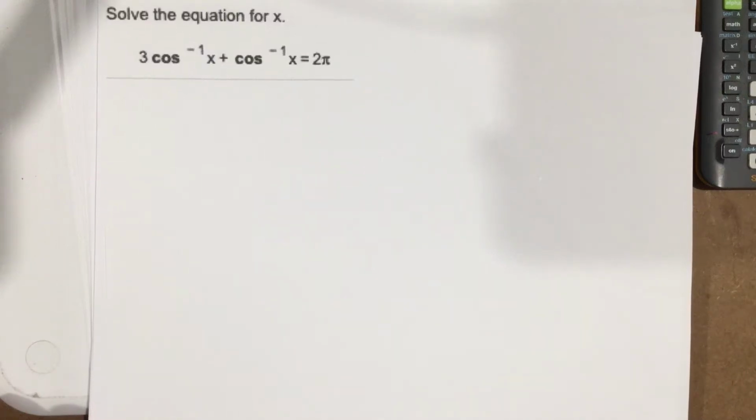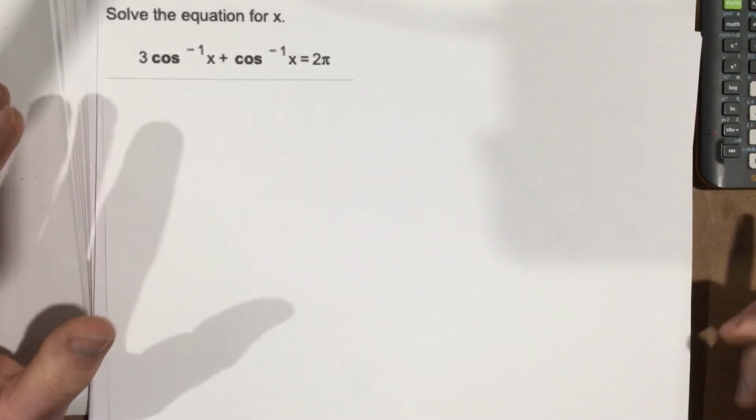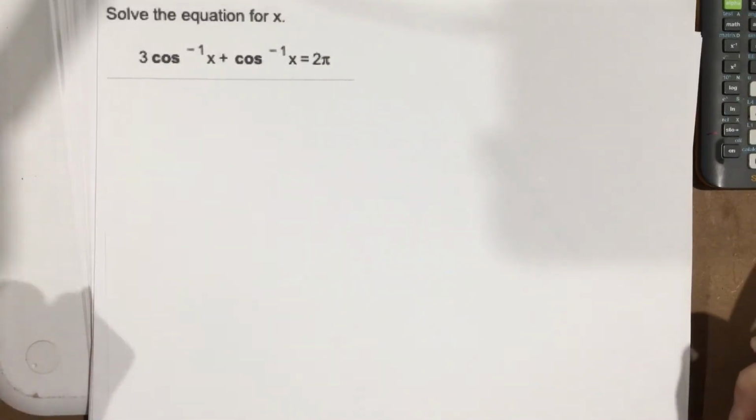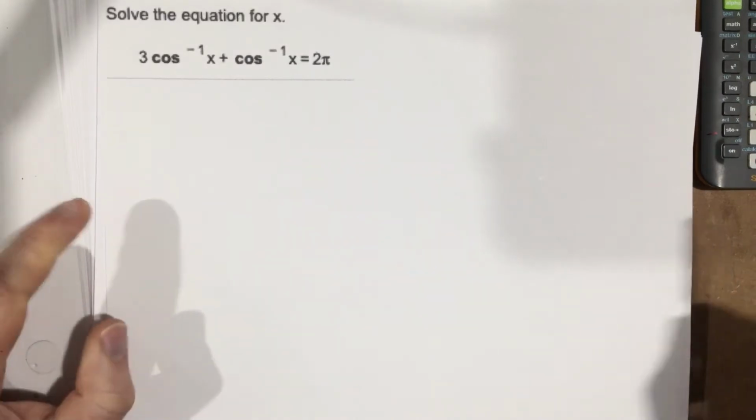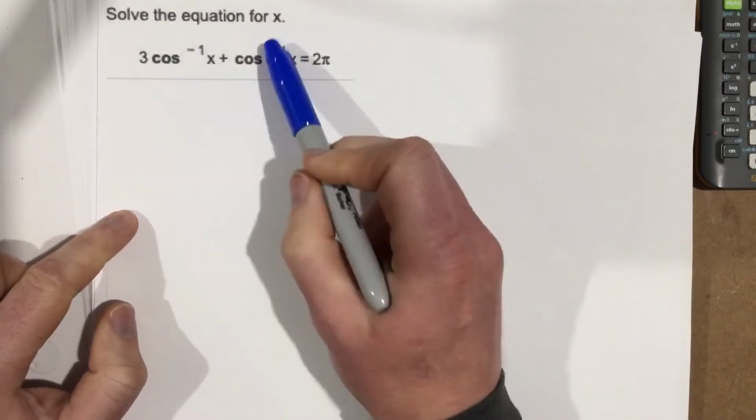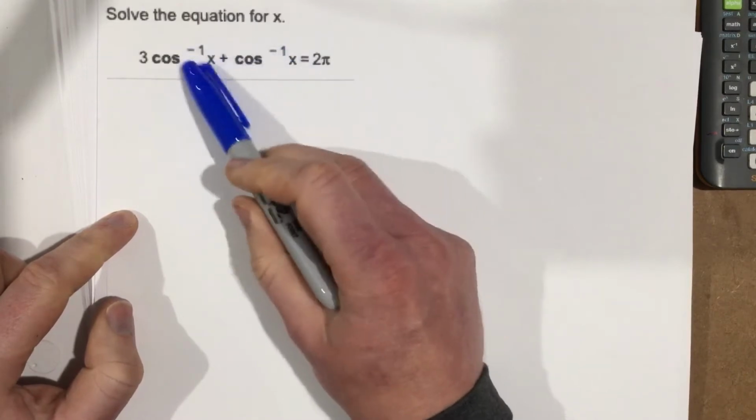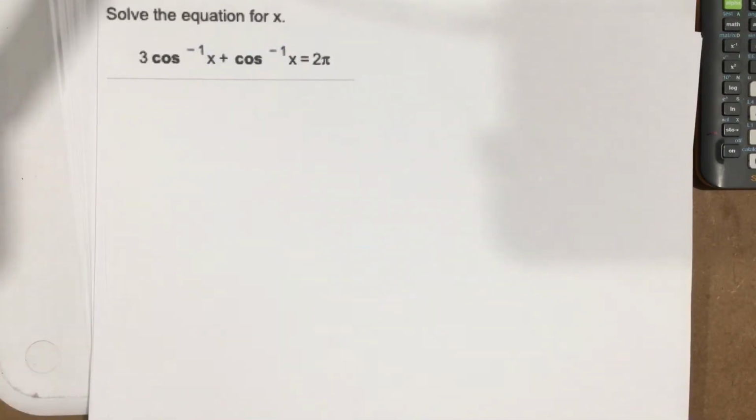This is problem number 8 from section 7.3. Again, this is a problem that looks intimidating when in fact it is not really a very difficult problem. The reason it looks intimidating, I think, is always because of the inverse sign. Cosine inverse and sine inverse and tangent inverse, they always throw students off.